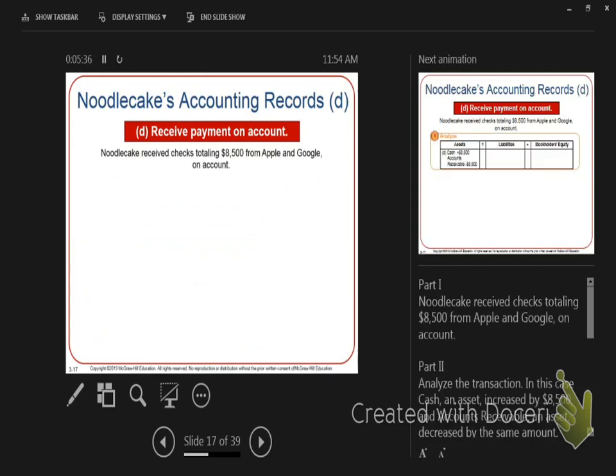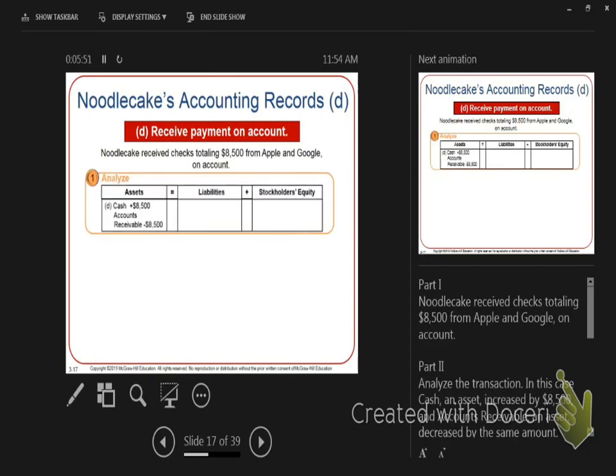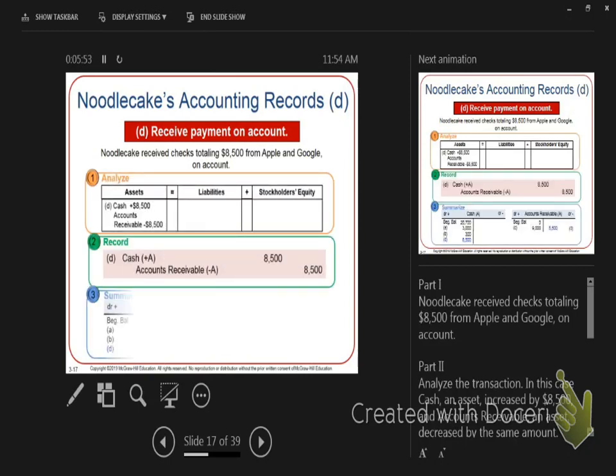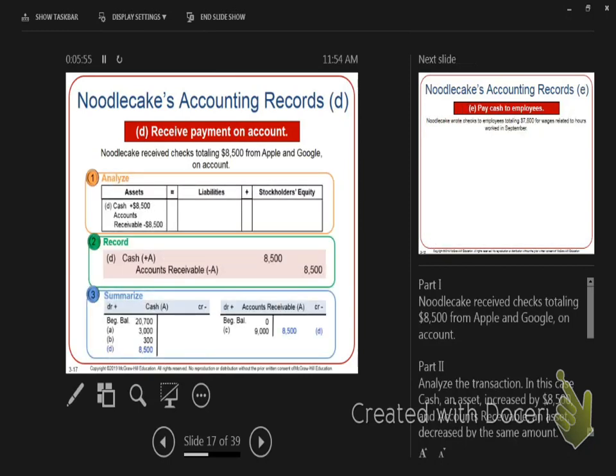Noodle Cake received a check totaling $8,500 from Google. This is nothing new to this chapter. We received a check, so we're going to debit cash and credit accounts receivable. So when you're going through these journal entries, don't get stuck on the ones that aren't new.